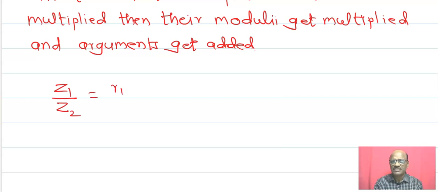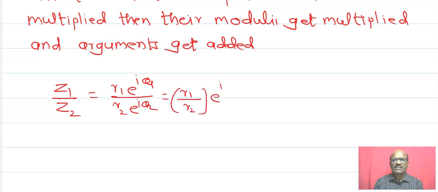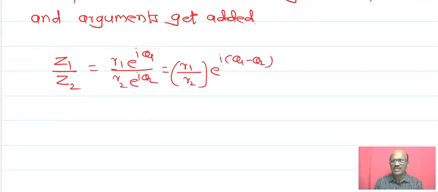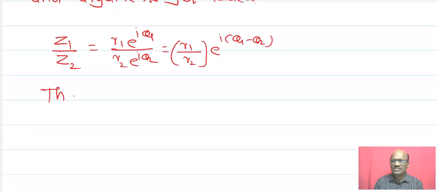Now we will see the division. Z1 upon Z2 is equal to R1 e raised to i theta 1 upon R2 e raised to i theta 2, that is equal to R1 upon R2 e raised to i in bracket theta 1 minus theta 2. This is a very simple law of indices applied here, that is a raised to m upon a raised to n is equal to a raised to m minus n.